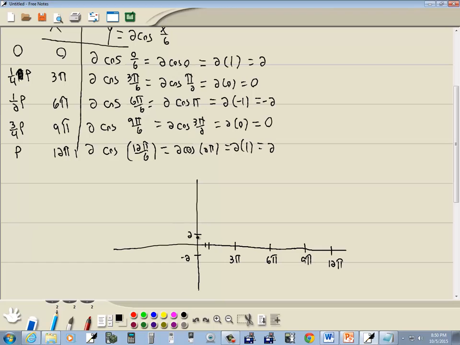Okay, our first point is 0, 2. Our next one is 3 pi, 0. Our next one is 6 pi, -2, which is right here. Next one is 9 pi, 0, which is right there. Next one is 12 pi, 2, which would be right there.